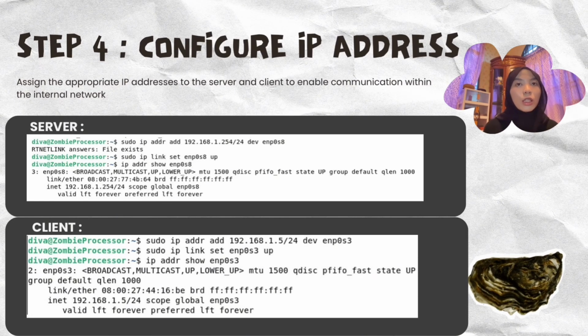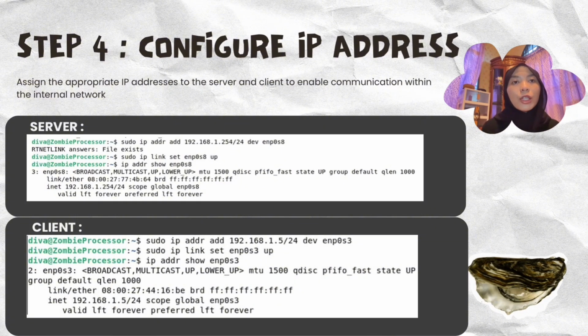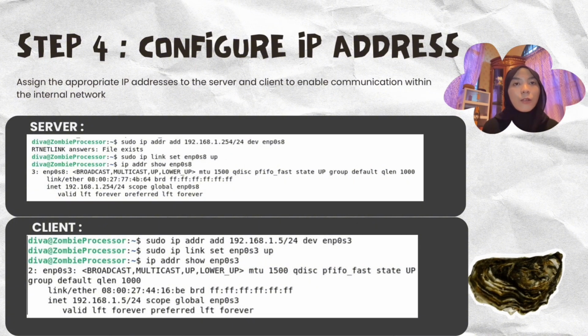192.168.1.254/24 to the ENP0S8 network interface using the ip addr add command. Next, we use the ip link set ENP0S8 up command to activate the network interface. Then we verify the IP address configuration using the ip addr show ENP0S8 command to ensure that the IP address has been assigned successfully.